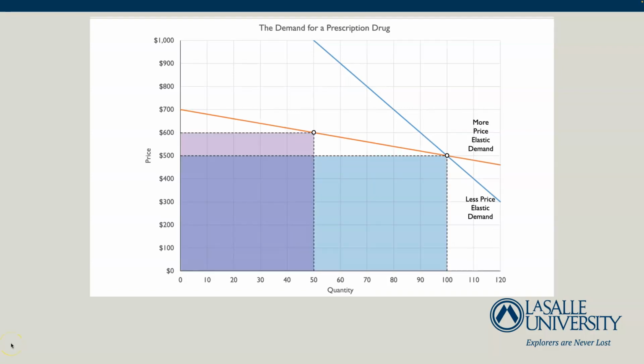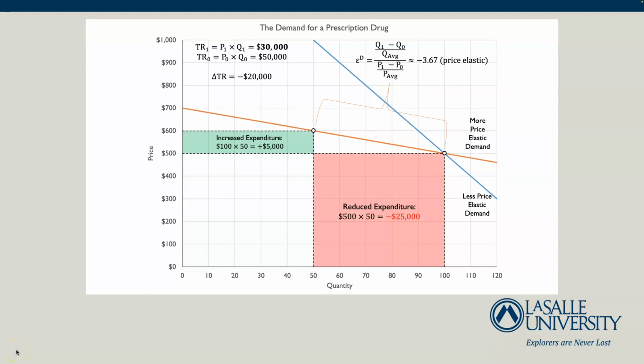Now we still have that same total revenue from before of $500,000 at that price point as shown in the blue shaded area. But now at this much higher price point of $600, consumers are cutting back considerably, as you can see in the purple shaded area. And so we have an increased expenditure on this drug due to the price increase. 50 patients or their insurers are now paying $100 more per unit.